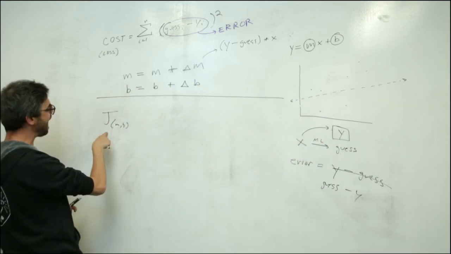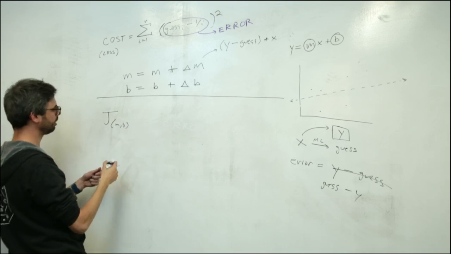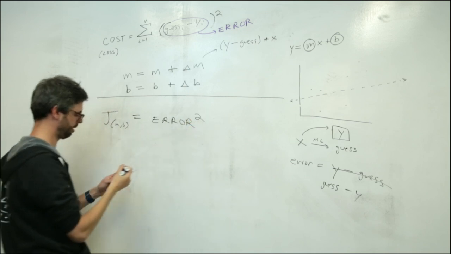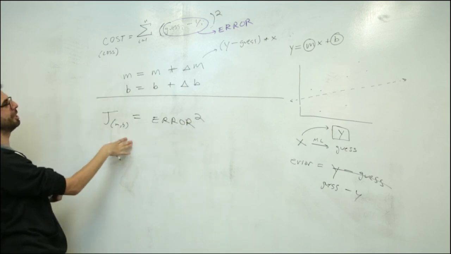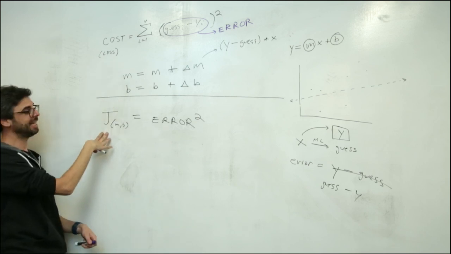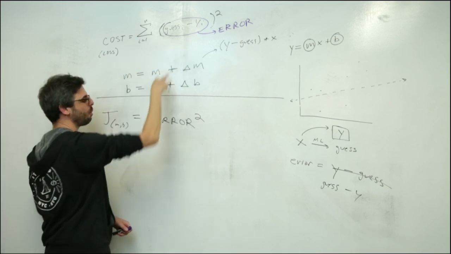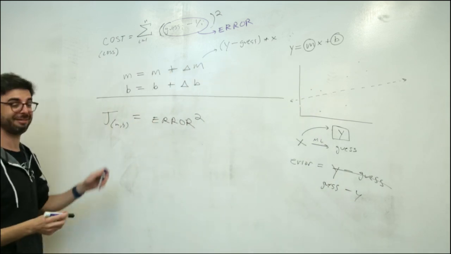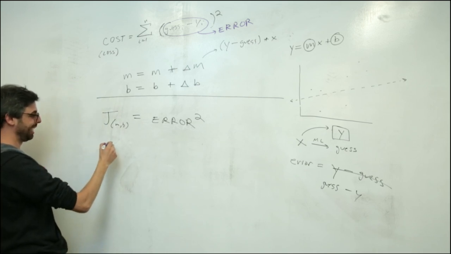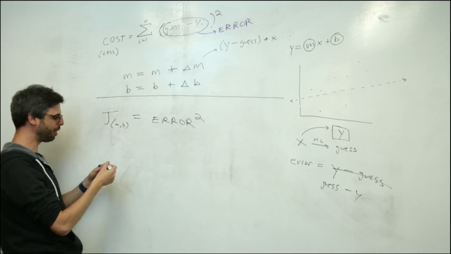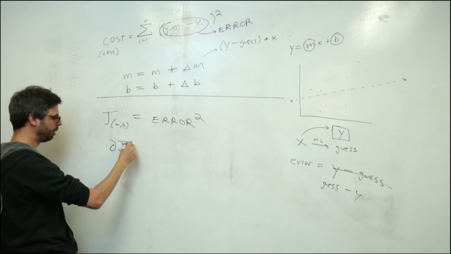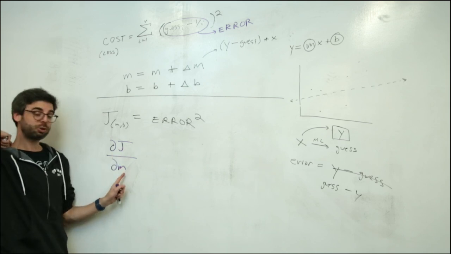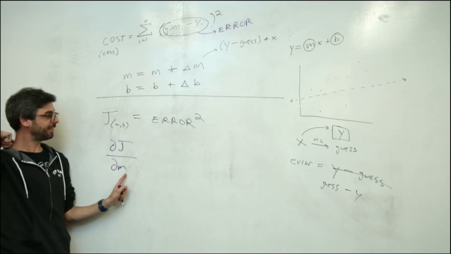So I'm going to now say this equals error squared. So I have essentially rewritten this function and simplified it. The cost J is equal to this error, the guess minus y, squared. So what I want to do is find the derivative of J relative to m. I want to know how do I minimize J? How does J change when m changes? D of J relative to m.